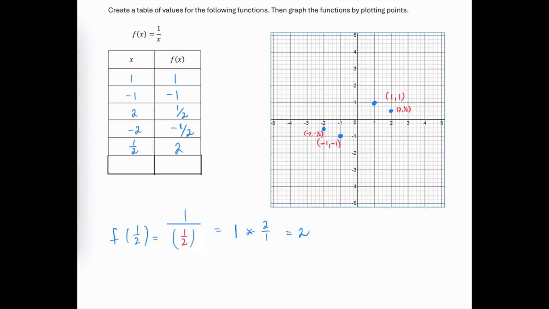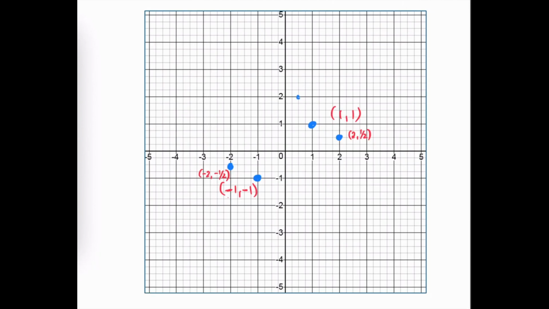Notice, the output of this function is the reciprocal of the input. And let's use that fact to take a shortcut with this last one and say that the output here must be -2, which is the reciprocal of the input. So let's plot the ordered pairs. 1/2 corresponds to its reciprocal, and -1/2 corresponds to its reciprocal.